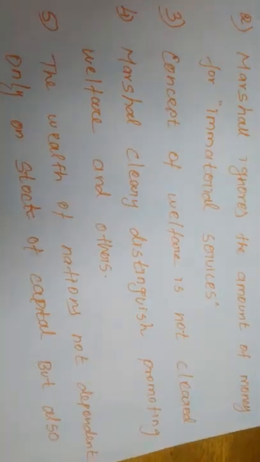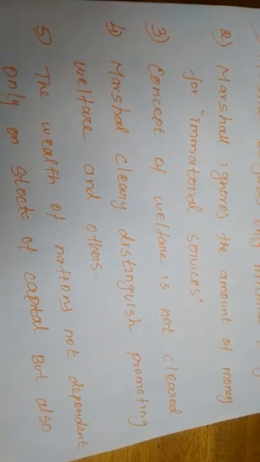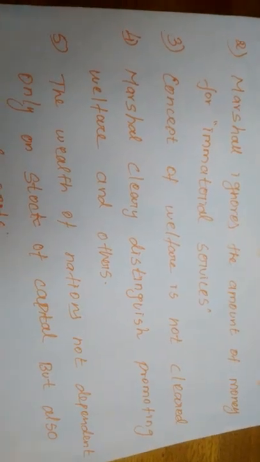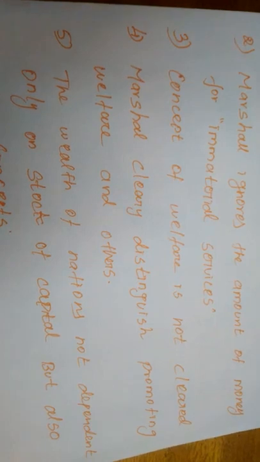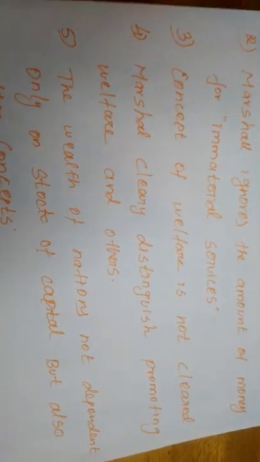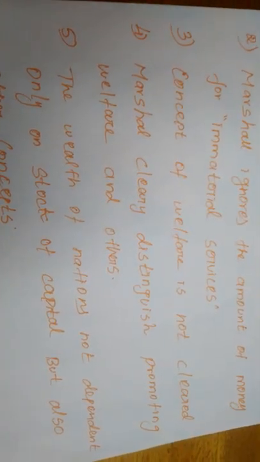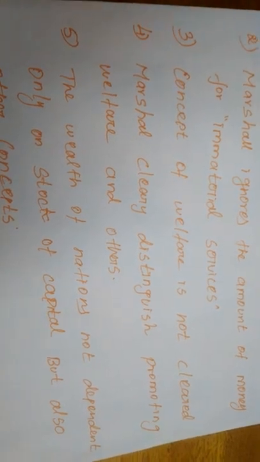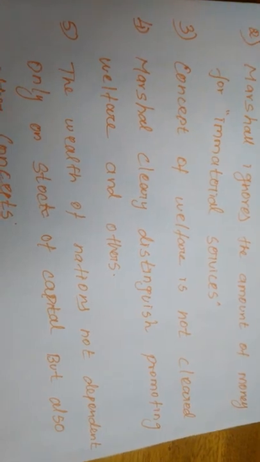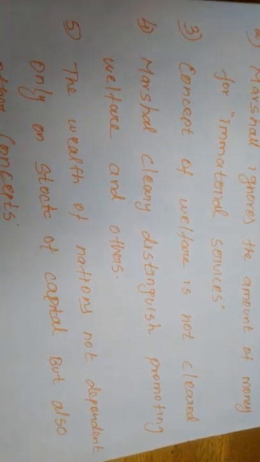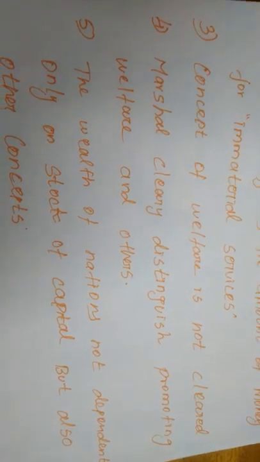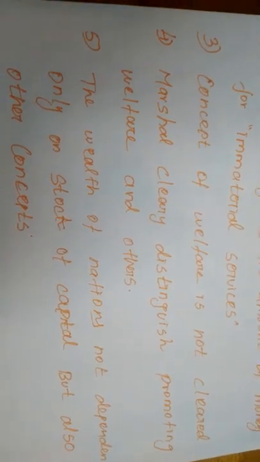And Marshall clearly distinguished between those goods that are capable of promoting welfare and those goods that are not. Okay, because in some nations consuming alcohol is permitted or allowed, but in some other nations consuming alcohol is not allowed. Okay, so when we consume this type of commodity, it affects people and it will affect human welfare also.